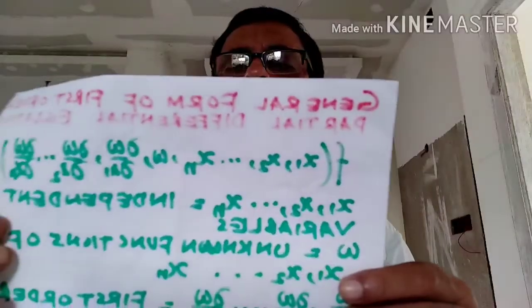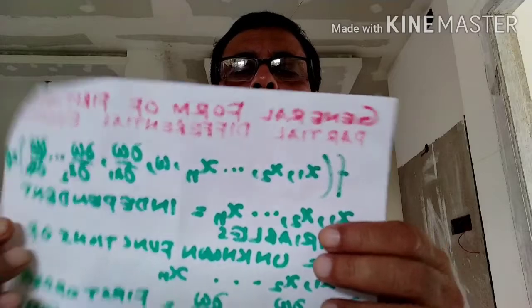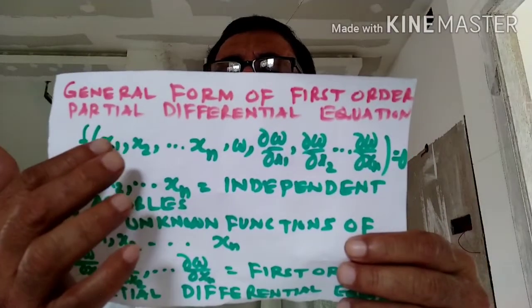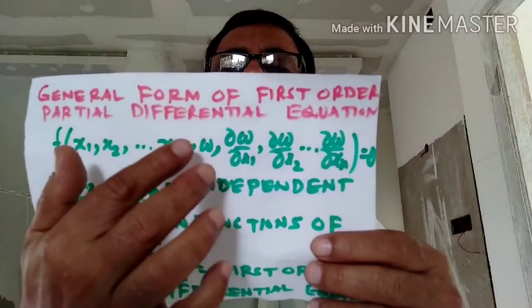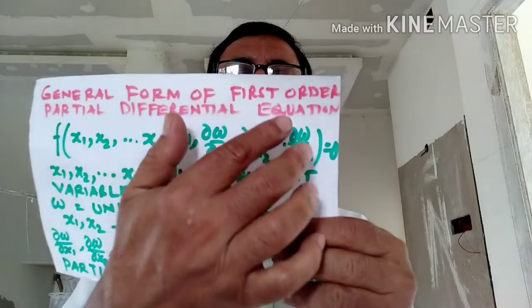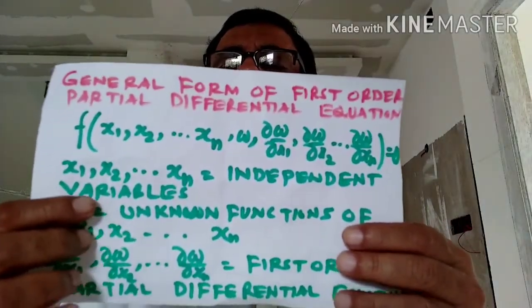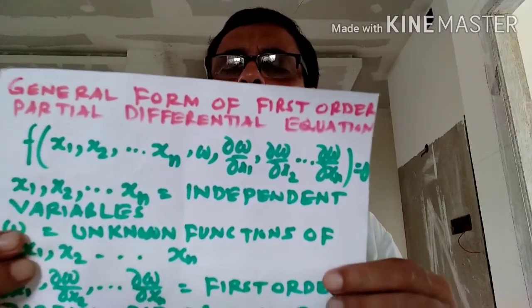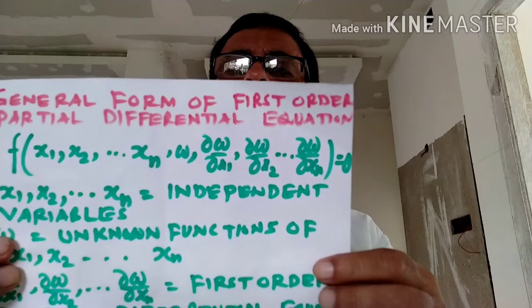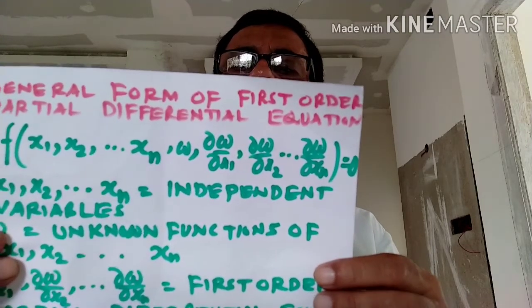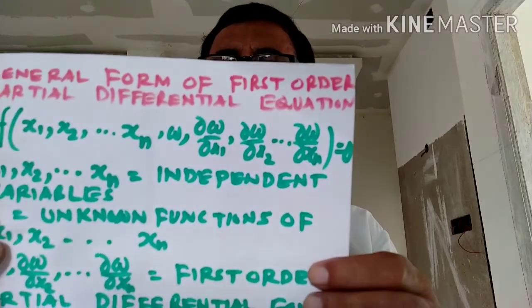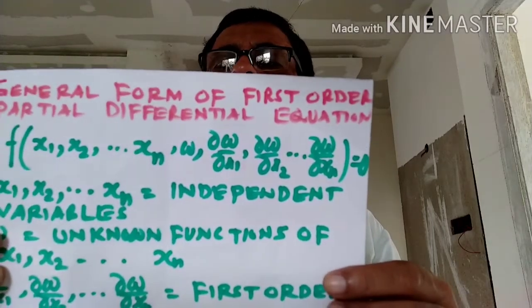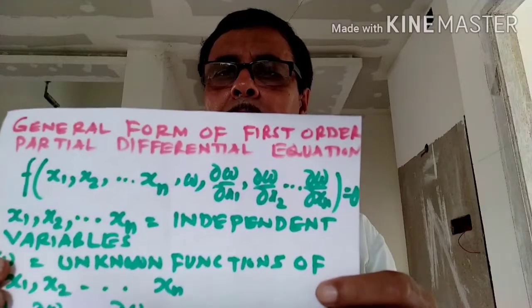The other is partial differential equation. Here, this is the general form of first order partial differential equation, which is F of x1, x2, x3, xn, w, del w del x1, del w del x2, del w del xn equal to 0. Here, x1, x2, xn are the independent variables. w is an unknown function of the independent variables, and del w del x1, del w del x2, del w del xn are the first order partial derivatives of w with respect to x1, x2, xn. This is the general form of first order partial differential equation.